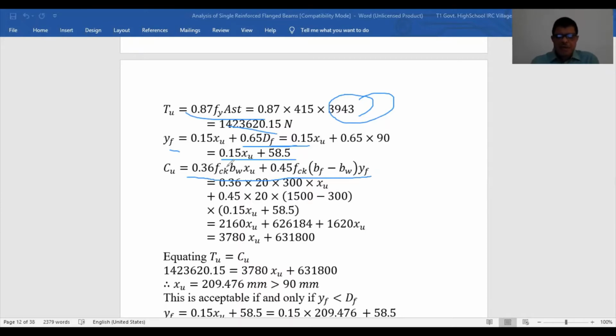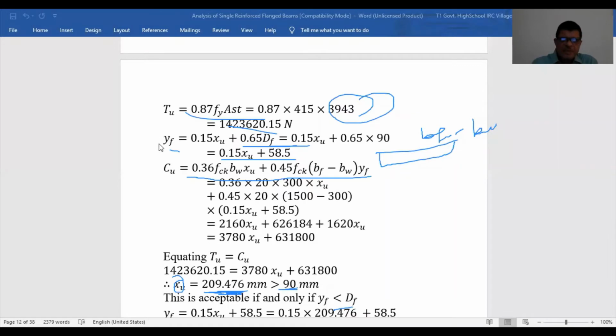The force due to the rectangular portion, then this is due to the flanged portion, (bf minus bw) into yf into 0.45 fck. So by putting all these things and equating, we will find xu is coming 209.476. So if xu is 209.46 and is greater than the Df value 90, that means this lies in the web, but this xu is acceptable provided yf is less than Df.